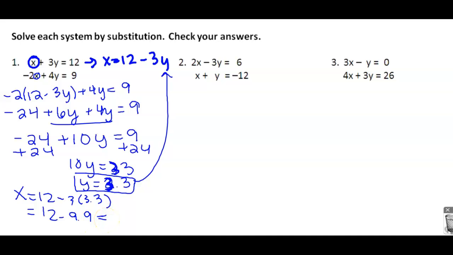My board is not happy right now. I changed colors.